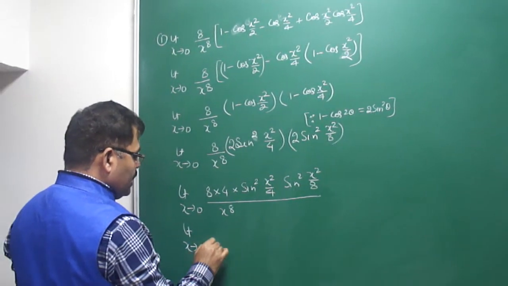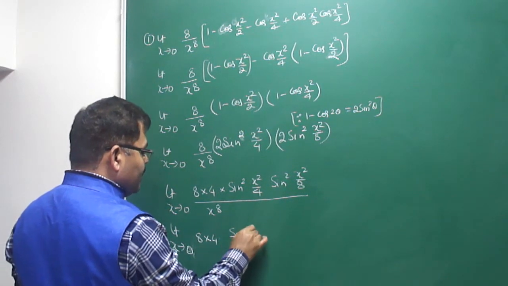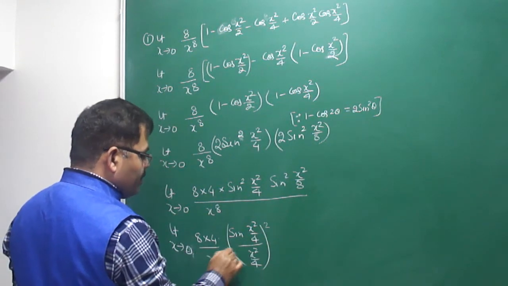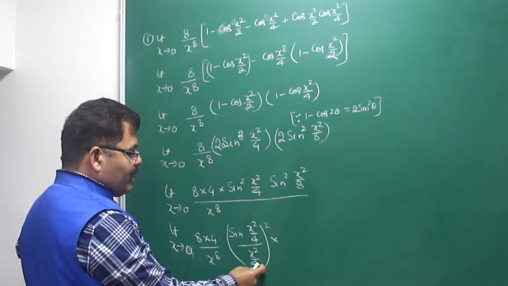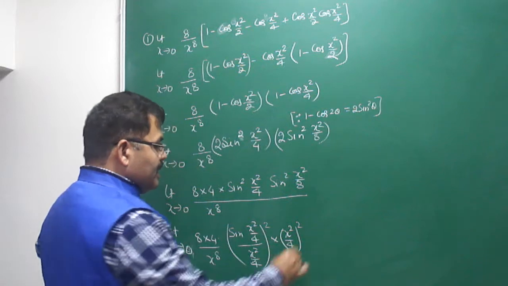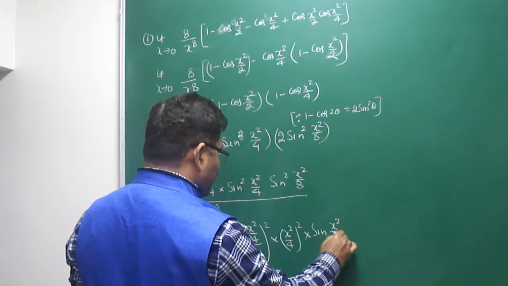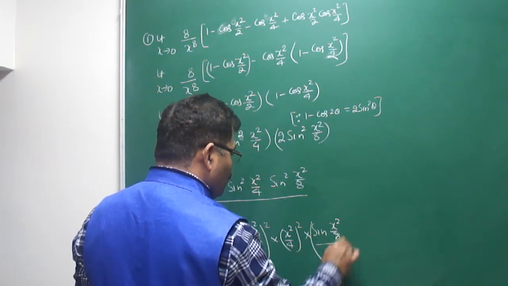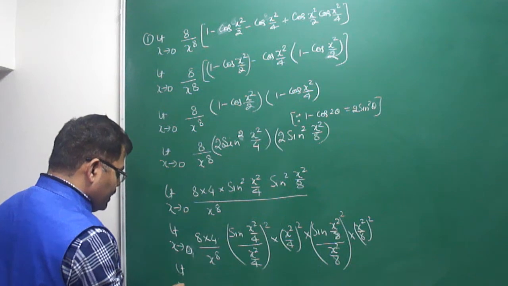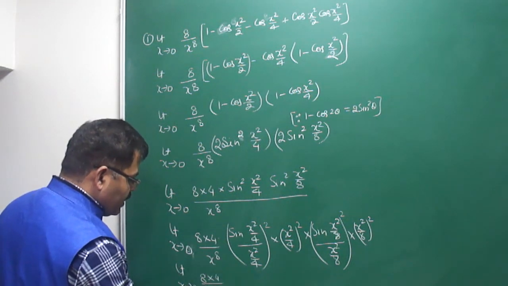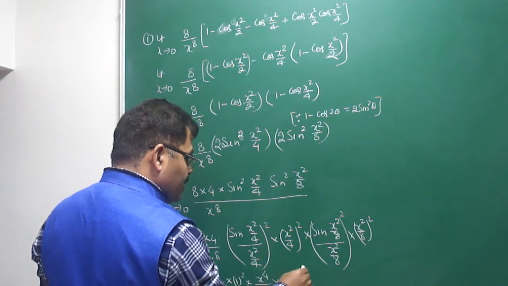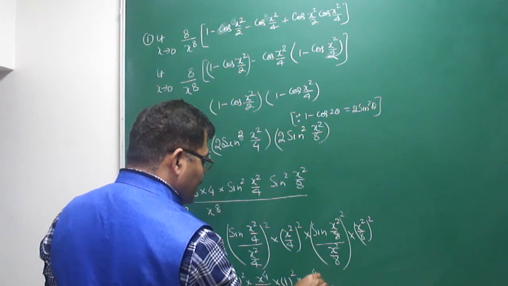Limit x tends to 0, 8 into 4, sine x square by 4 divided by x square by 4 whole square, right? X to the power 8. What I did here is that I have divided by x square by 4 whole square, so I need to multiply by x square by 4 whole square. Similarly here, sine x square by 8 divided by x square by 8 whole square, so I have to multiply by x square by 8 whole square. Now, what will happen? Limit x tends to 0, 8 into 4 upon x to the power 8, multiplied by 1 square, multiplied by x to the power 4 upon 16, multiplied by 1 square again here, and that will be x to the power 4 upon 64.